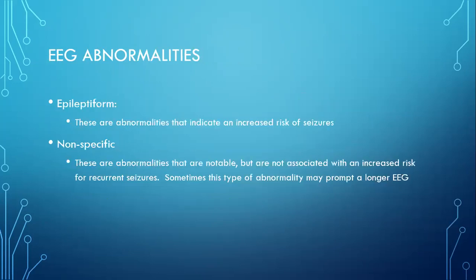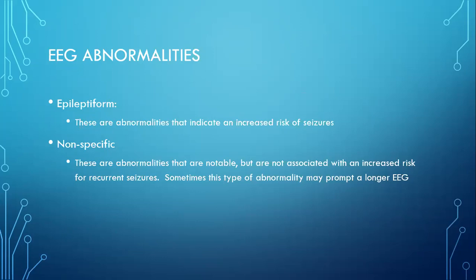So again, what are we looking for? We really have two categories of what we consider to be abnormalities on an EEG. The first ones are what we call epileptiform abnormalities. These are the abnormalities that we know are associated with an increased risk for seizures. And then we have a variety of what we call non-specific abnormalities.